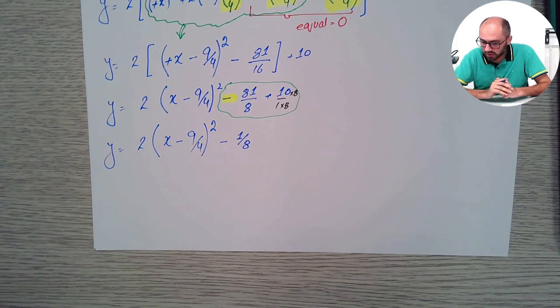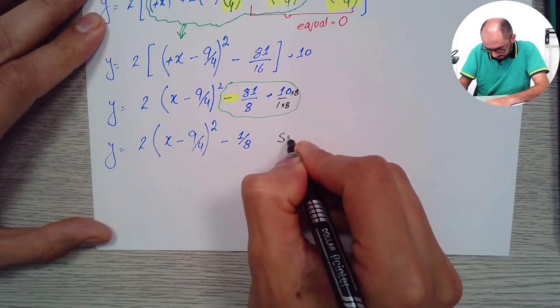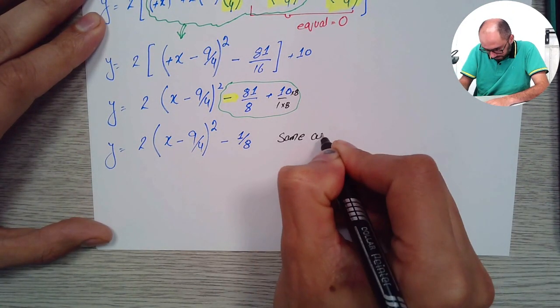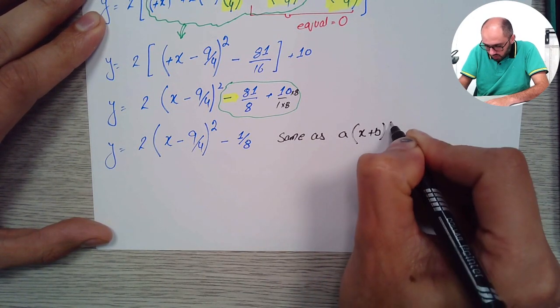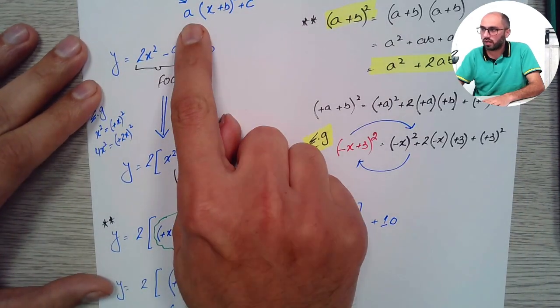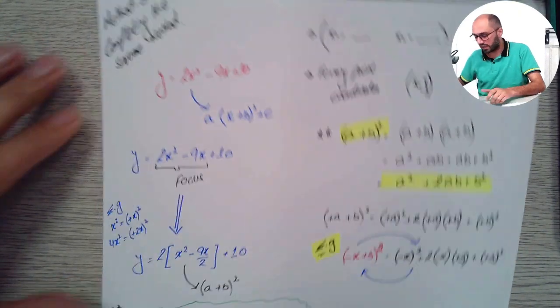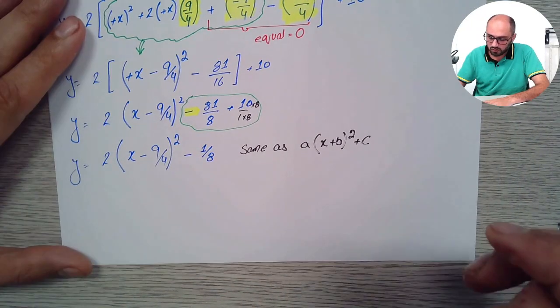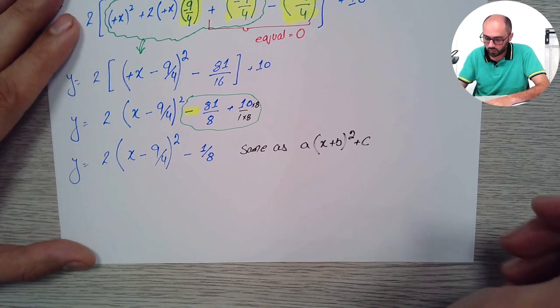Once I've got to this state, this is exactly the same as a times (x plus b) squared plus c, and that's what the question asked of us. You have to transform this equation into this format, and I have done that over here. Now from here I can work out the coordinates of the turning point.